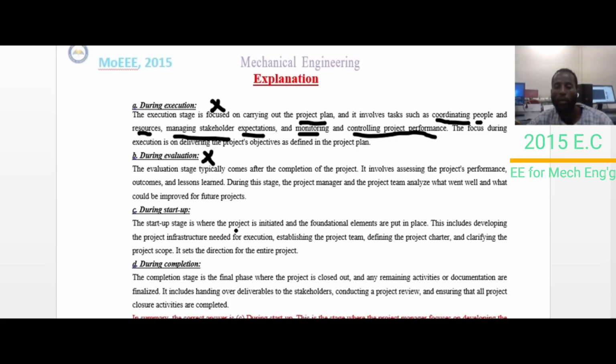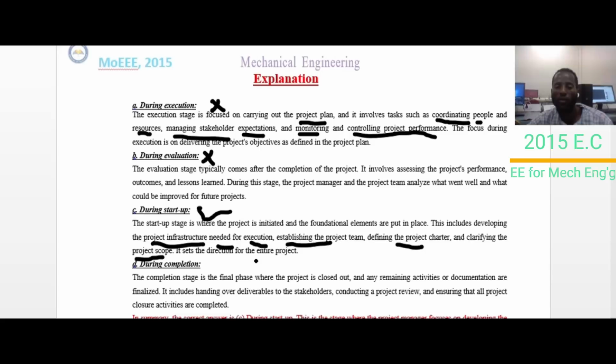This startup stage is where the project is initiated and the foundation elements are put into place. So this includes developing project infrastructure needed for execution, establishing the project team, defining the project charter, and clarifying the project scope also. So this is the correct stage in which the project manager should develop the project infrastructure needed for execution, establish the project team, define the project charter, and clarify the project scope for the stakeholders.